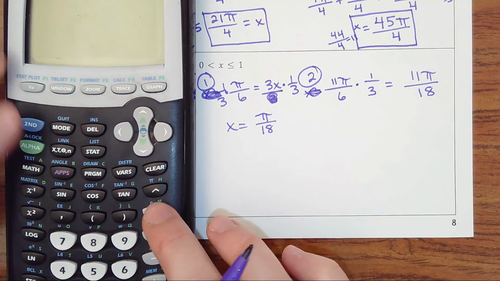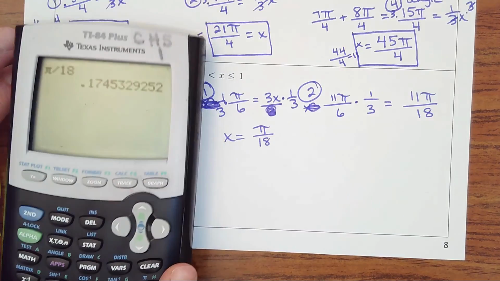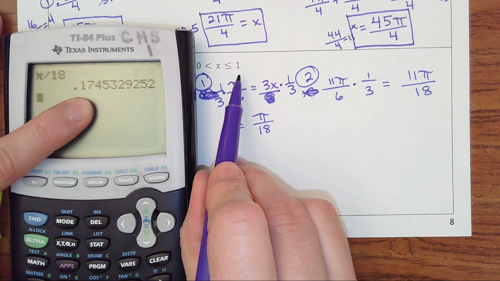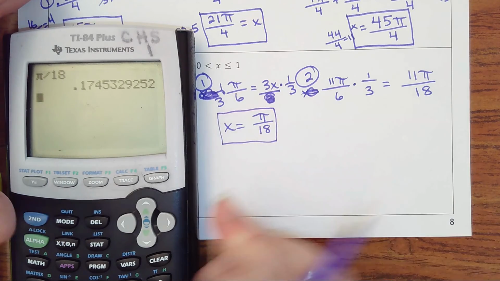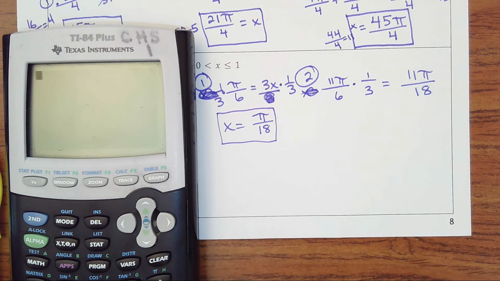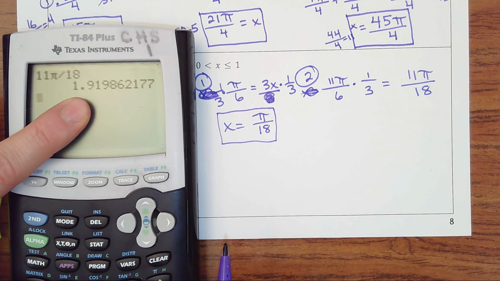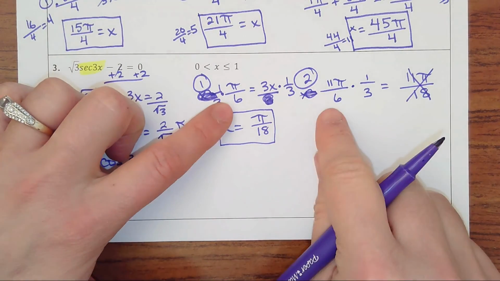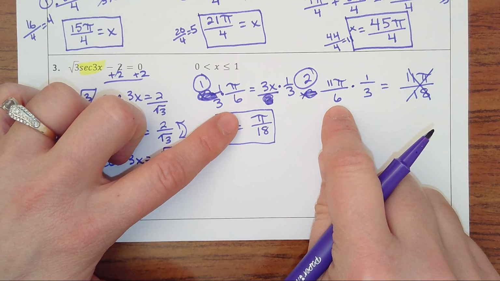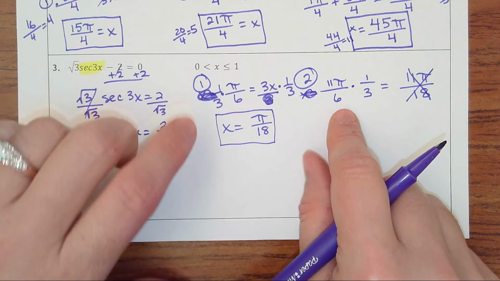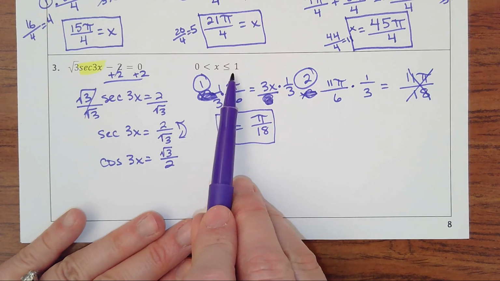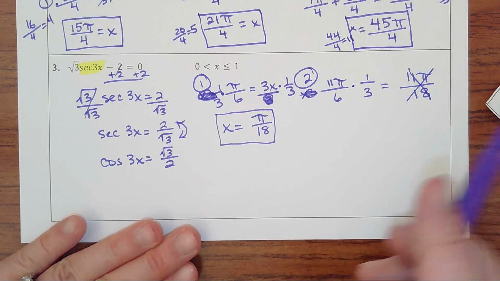Take pi divided by 18. Very small. It's 0.17, and that is less than 1. So that is an answer. Okay, let's try 11 times pi over 18. And that is 1.9, so that's too big. If it weren't, then we would have to go back to our angles of pi over 6 and 11 pi over 6, add 2 pi to them, and then solve it by multiplying by 1/3 and seeing if those decimals are less than or equal to 1. But that is my only answer.